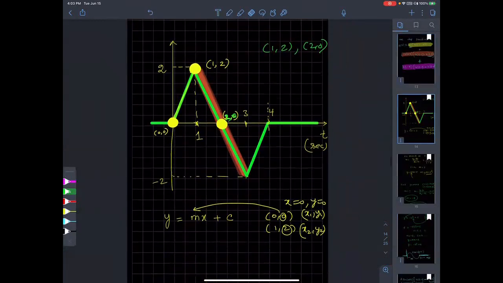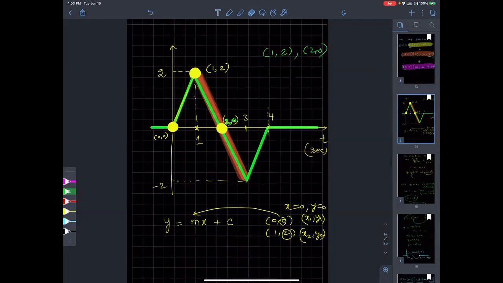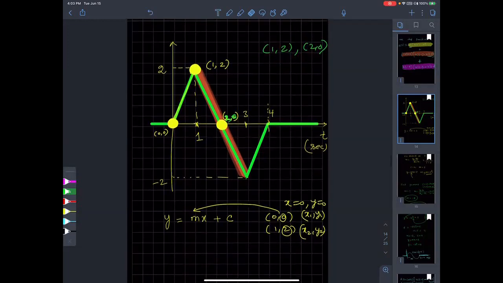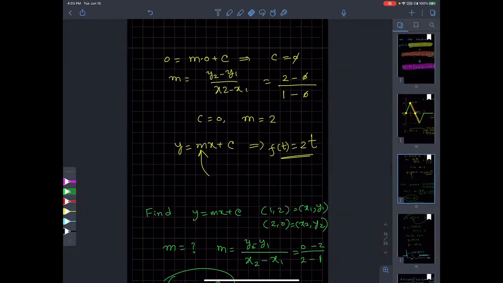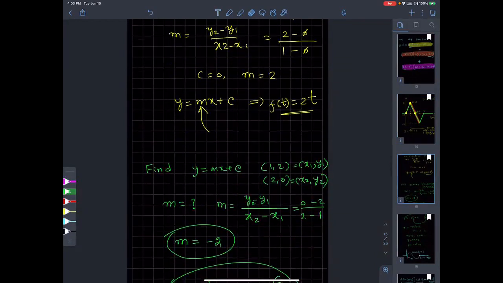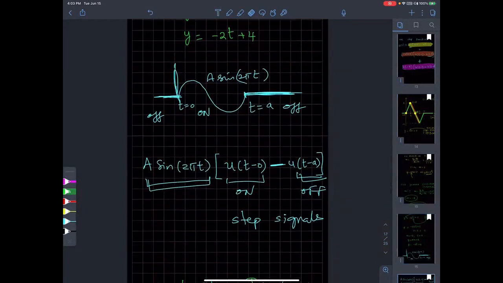Then I had you write the equation for this using step function. From 0 to 1, the upgoing curve is on. From 1 to 3, the downward slanting line is on. From 3 to 4, again, the upward slanting line is on. That's exactly what we have figured out. And I gave you a method to find that m and c, the expression for the line, right?